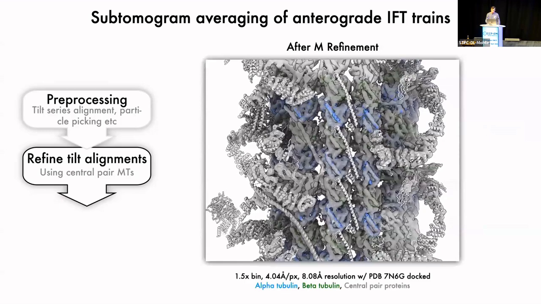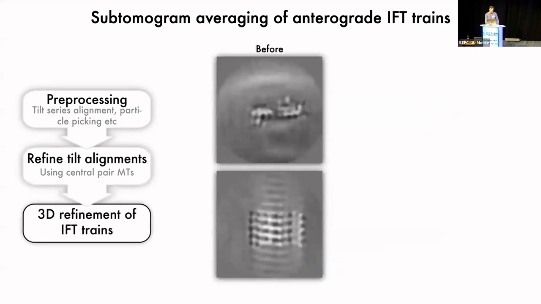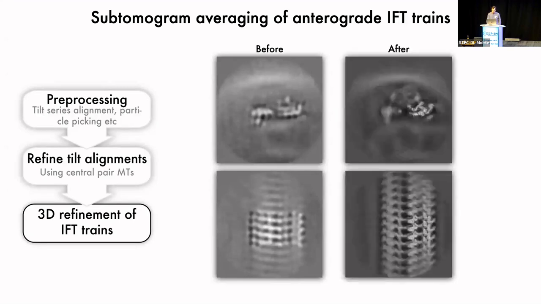So we can now use these optimized tilt alignments to go back to our IFT trains. This is what we had before optimizing our alignments. And now this is what we have after. We can see that we are aligning signal quite nicely. We see other features outside of the mask and so on.